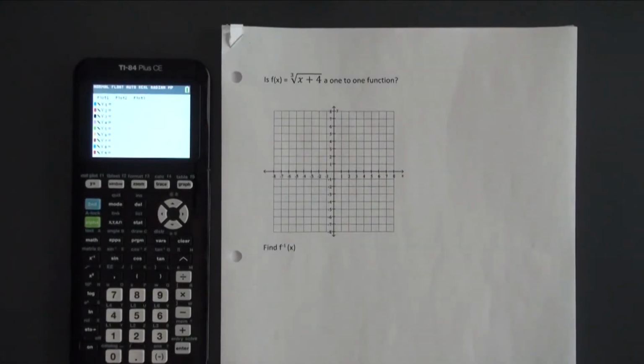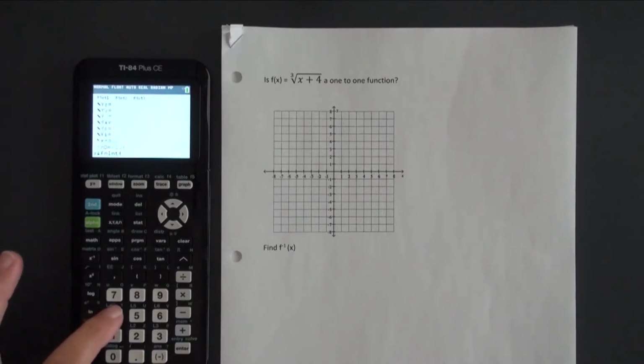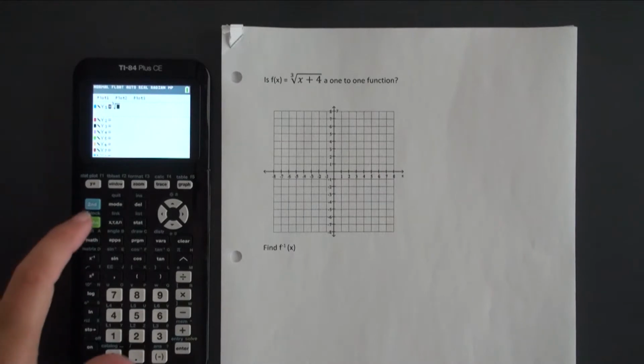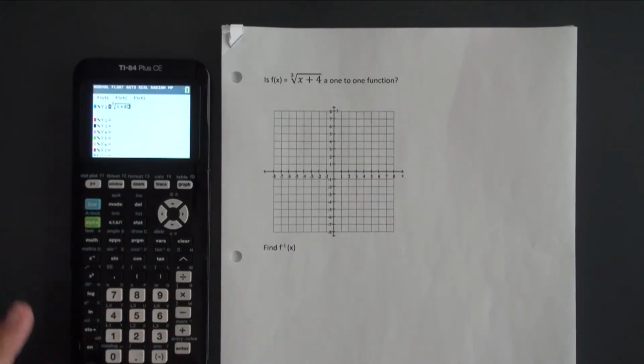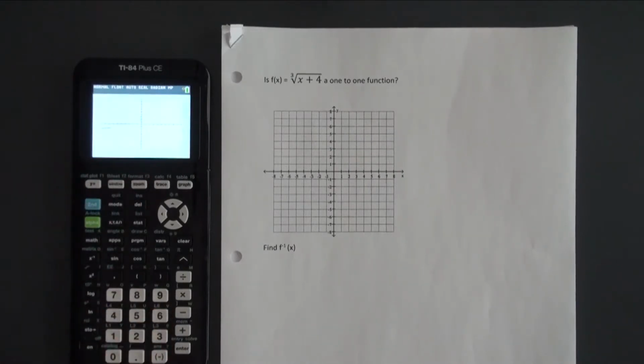This example says, is f of x equals the cube root of x plus 4 a one-to-one function? So let's go ahead and put that into our calculator. If you go to your y equals and you want to put in the cube root, you can press math and go to the cube root, which is the fourth command. So press 4, and then I'll type in x plus 4. And I'll use my standard window, so I'll press zoom 6.